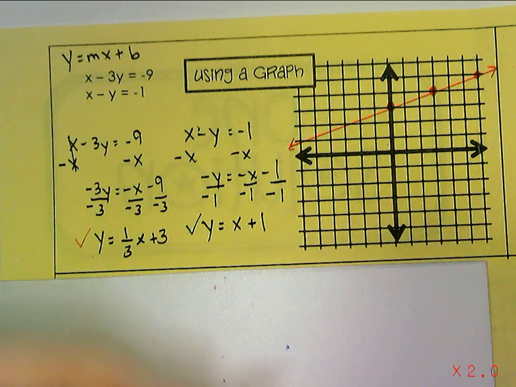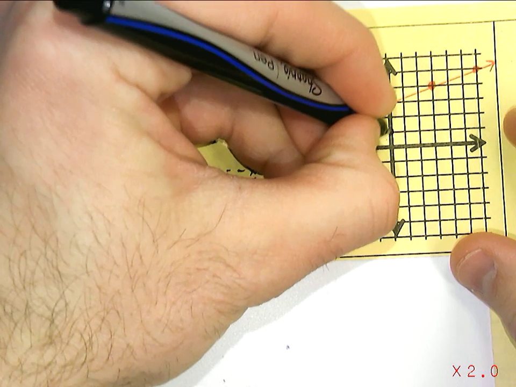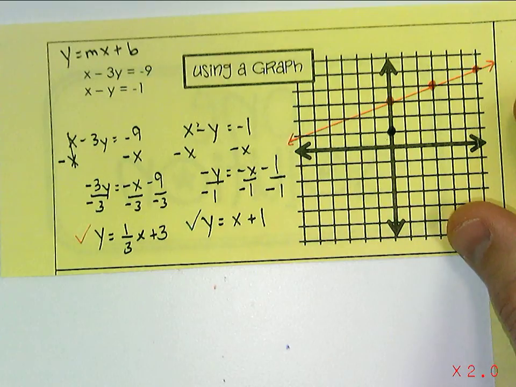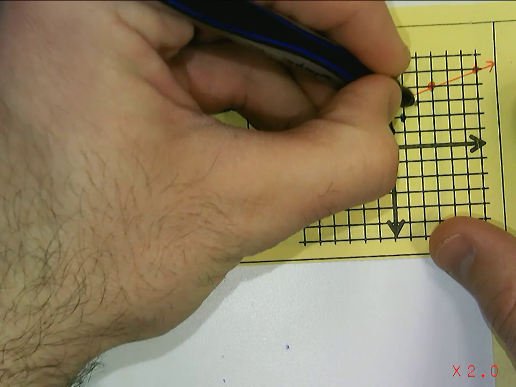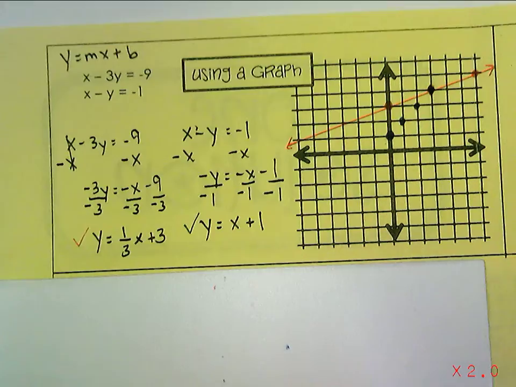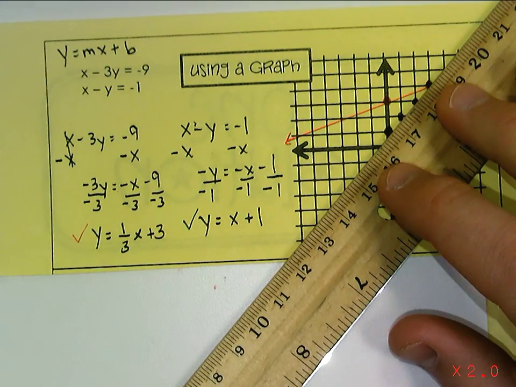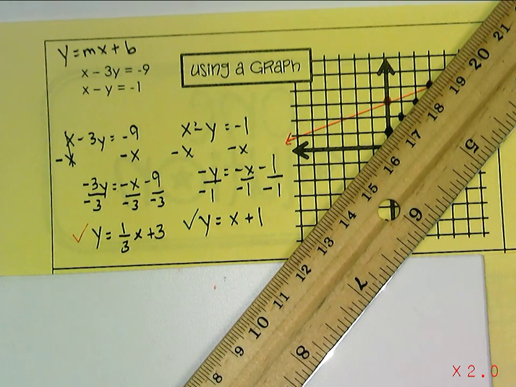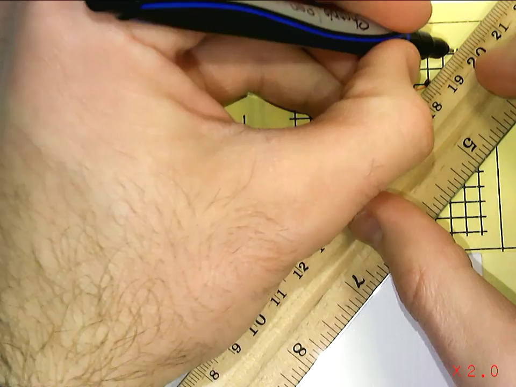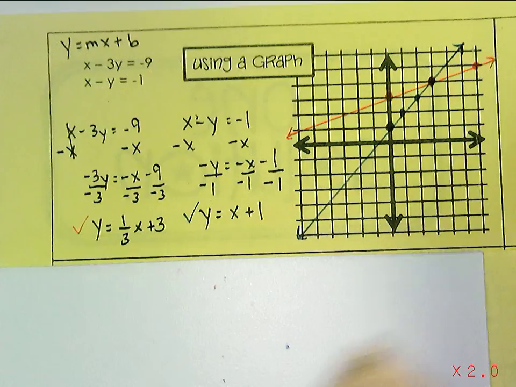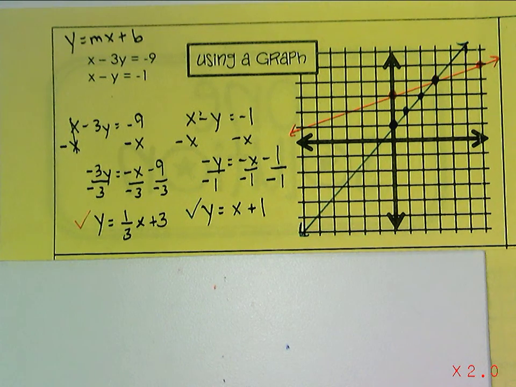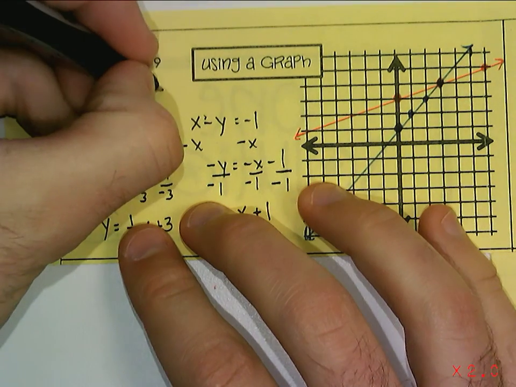And then my last one here would be at 1 for my y-intercept, and the slope is 1 over 1, so up 1, right 1, up 1, right 1, up 1, right 1. Just did a few extra there, so we got to the point of intersection. Draw our line through there. And it looks like we do have an intersection point here, so that means this has one solution.